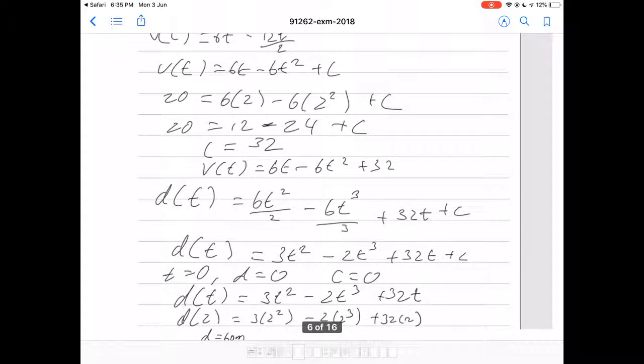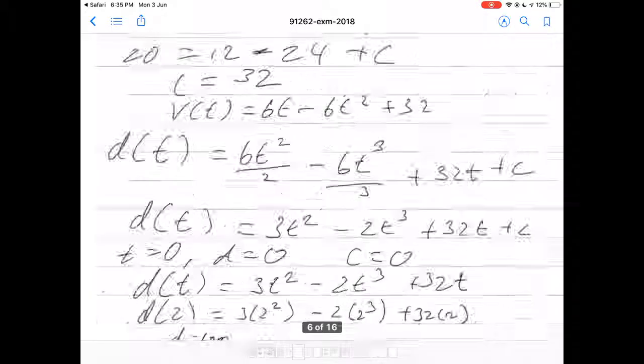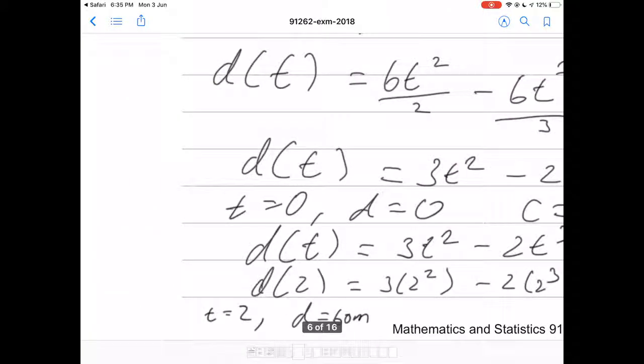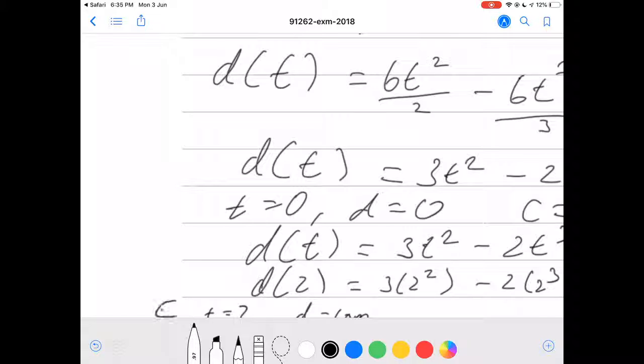So when t equals 2, d equals 60 meters, okay? And that will give you the excellence grade all the way down here. That'll get you the excellence grade when you found t equals 2 and d equals 60 meters, okay? That'll get you an excellence grade.